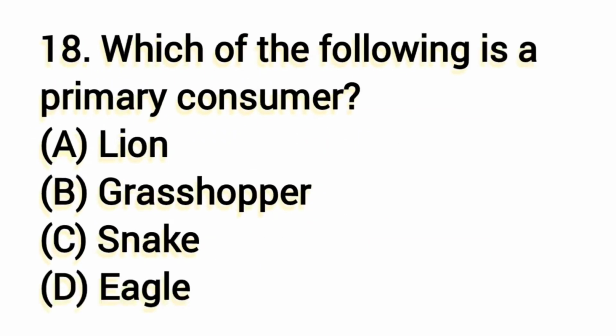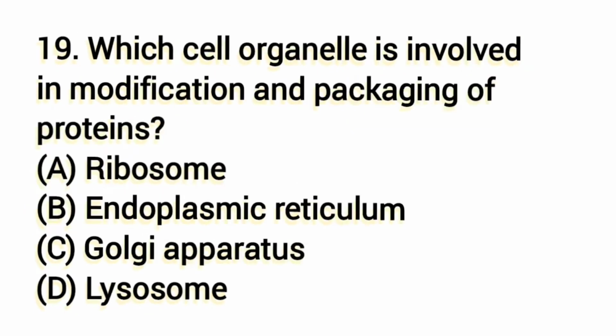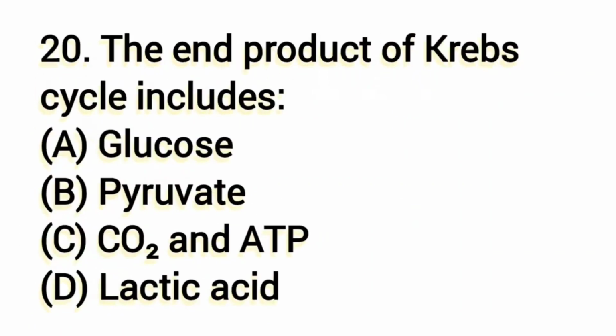18. Which of the following is a primary consumer? A. Lion. B. Grasshopper. C. Snake. D. Eagle. Answer is B. Grasshopper. 19. Which cell organelle is involved in modification and packaging of proteins? A. Ribosome. B. Endoplasmic reticulum. C. Golgi apparatus. D. Lysosome. Answer: C. Golgi apparatus.